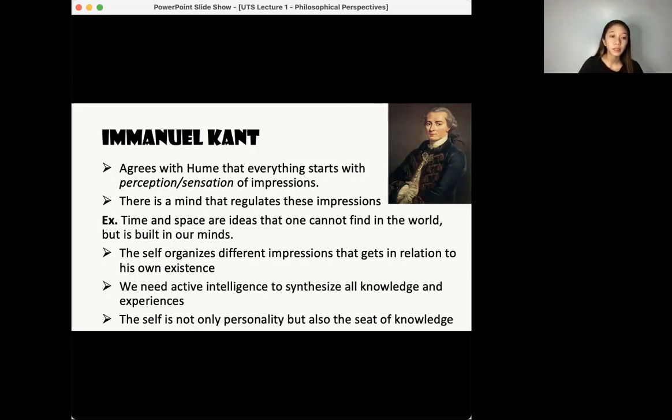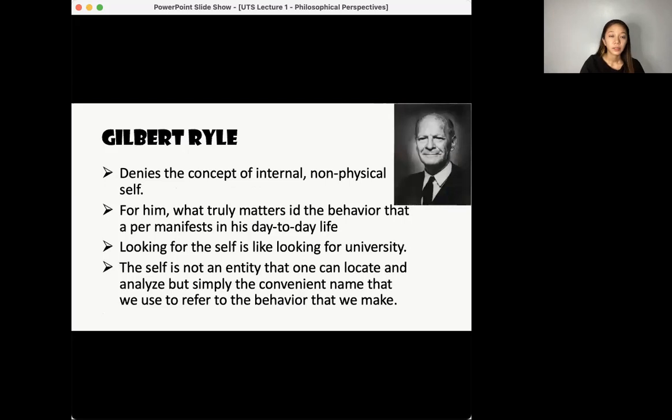So, next, the self organizes different impression that gets in relation to his own existence. And we need active intelligence to synthesize all knowledge and experiences. And the self is not only personality, but also the seat of our knowledge. Okay? Next philosopher is Gilbert Ryle.